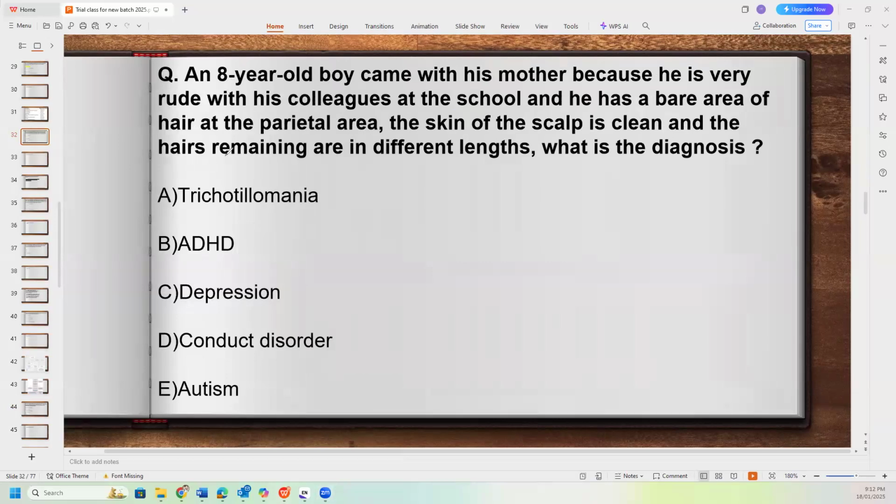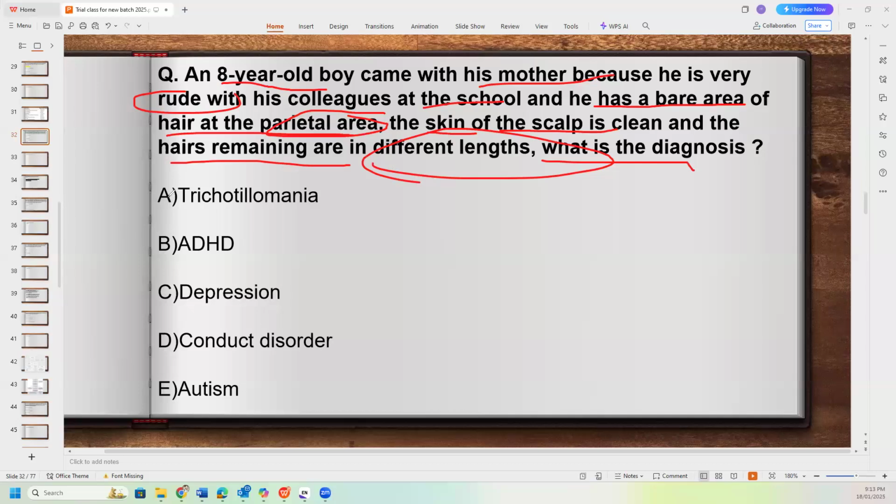All righty. Our next question is from psychiatry in young children. An 8-year-old boy came with his mother because he's very rude with his colleagues at school. He has a bare area of hair at the parietal area. Skin of the scalp is clean, and the hair remaining are in different lengths. What is your diagnosis? Trichotillomania, attention deficit hyperactivity disorder, depression, conduct disorder, or autism?